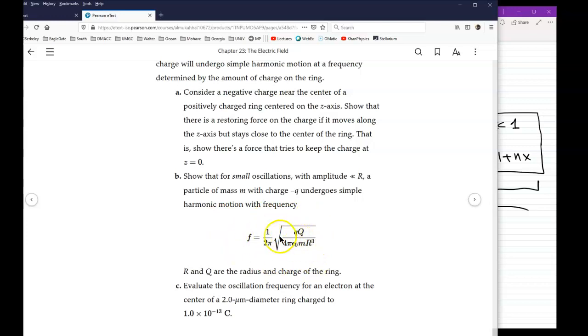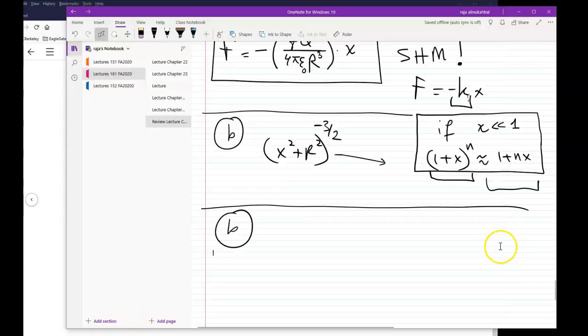You can pause the video, look at it, or write it down before I show you how to work this problem. So the frequency is 1 over 2 pi square root of Qq. The big Q is the charge of the ring. The small q is the charge of the oscillating particle. And then I have 4 pi epsilon naught, the mass of the particle, and the radius of the ring cubed. Got it? Okay. How do we do it?